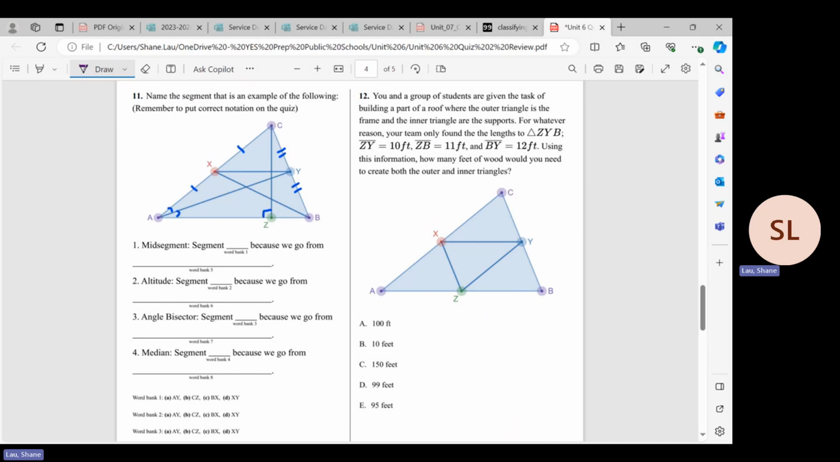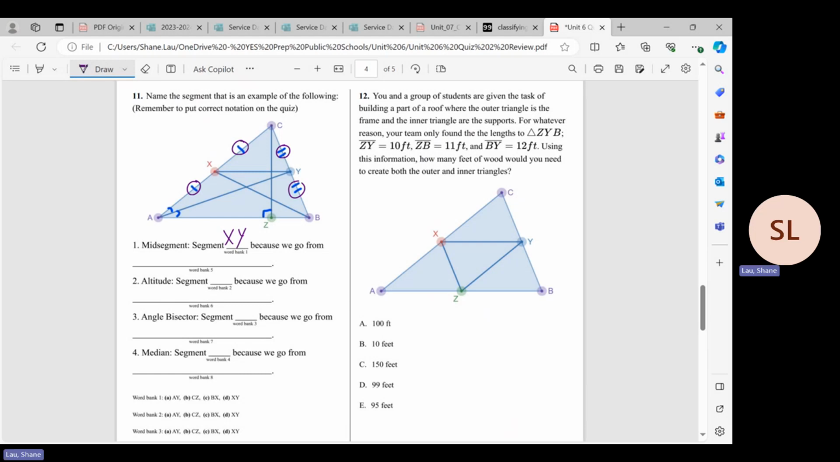I see an X has a midpoint because of the 2 congruent signs right here. So therefore X is a midpoint. And then I have the same thing on the other side where our Y is, which means that Y is our midpoint. And so our mid segment is just going to be XY because there's no other segments that can apply here.